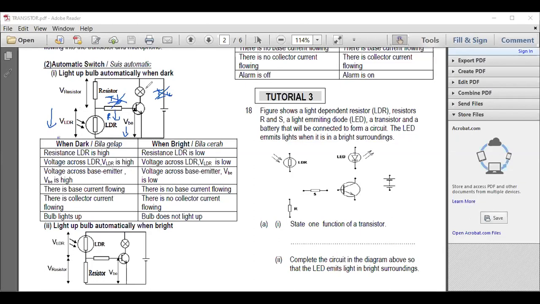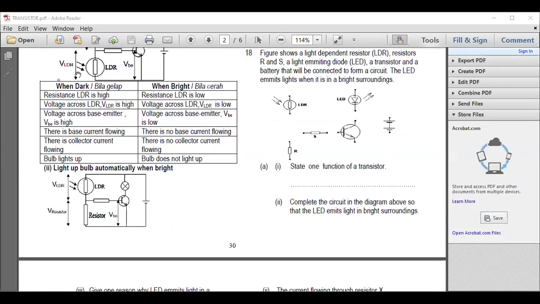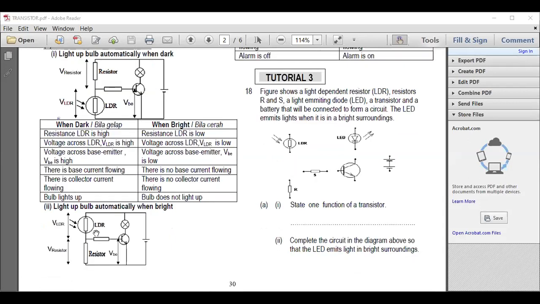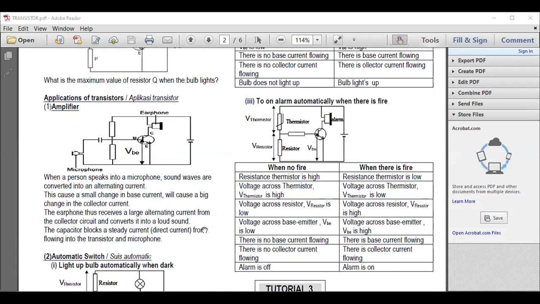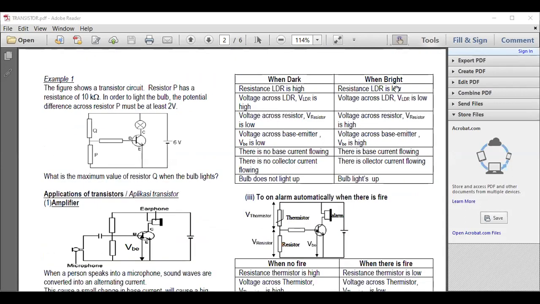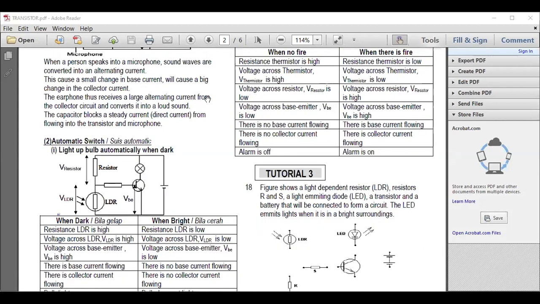Now, the question that came out before in SPM is they give you an opposite situation where they shift. They put the LDR up and they put the resistor down. So they ask you what happens. Now we look at the situation when dark and bright. When dark, the resistance of the LDR will be high. We are talking about when dark.